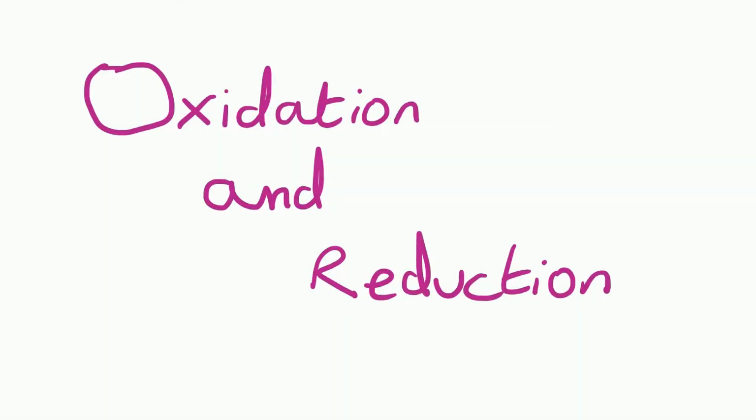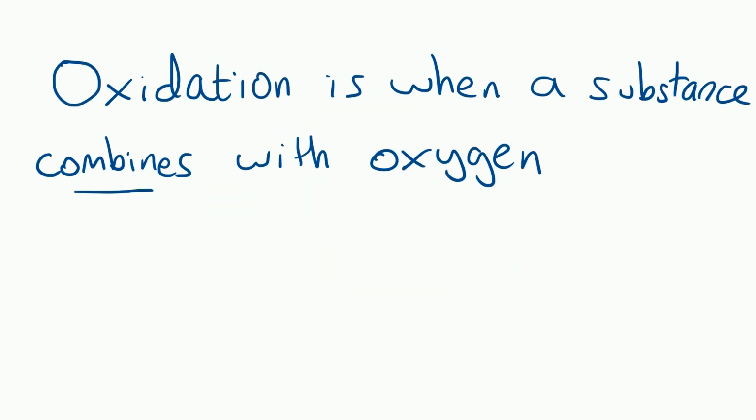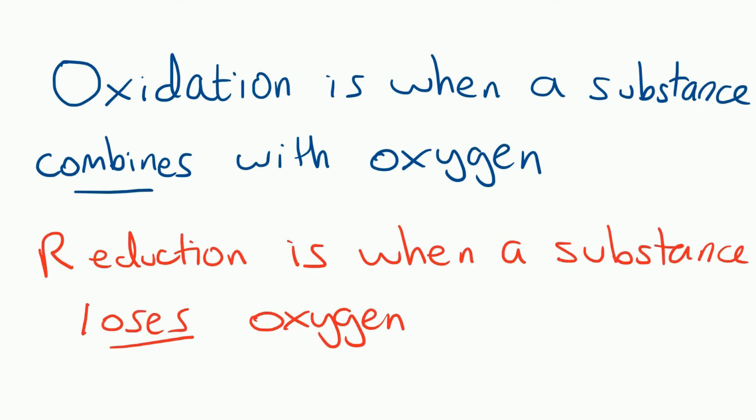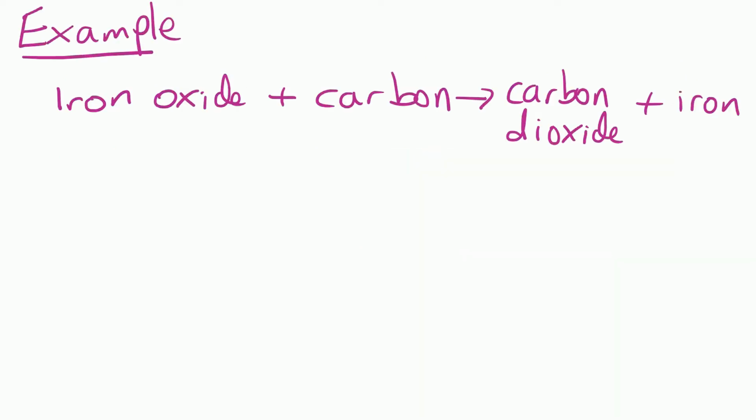So what's the difference between oxidation and reduction? Oxidation is when a substance combines with or joins with oxygen. Reduction is the opposite. This is when a substance loses oxygen. In this example, we've got iron oxide reacting with carbon to make carbon dioxide and iron.